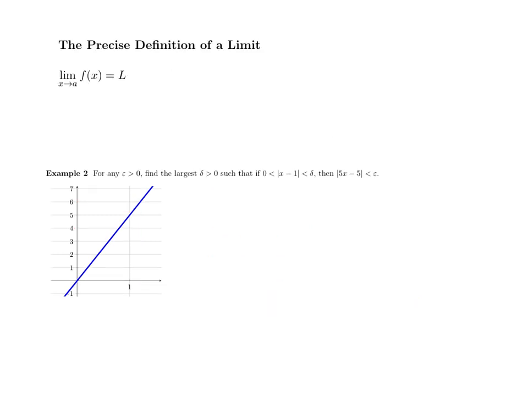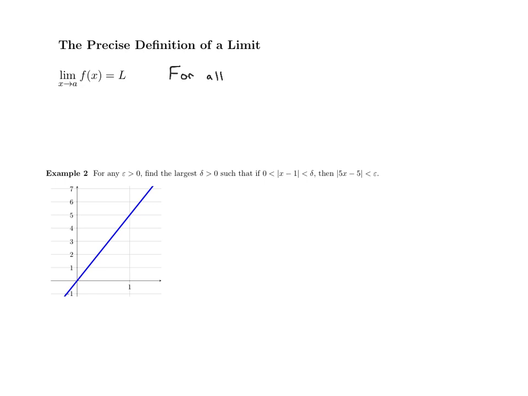Now let's take a second look at the previous example. The only difference is going to be, instead of letting epsilon equal 1, I'm going to say epsilon could be any positive number. Before doing this, I'm going to state the actual definition, the precise definition of a limit using epsilons and deltas. It's a lengthy definition, but here it is.